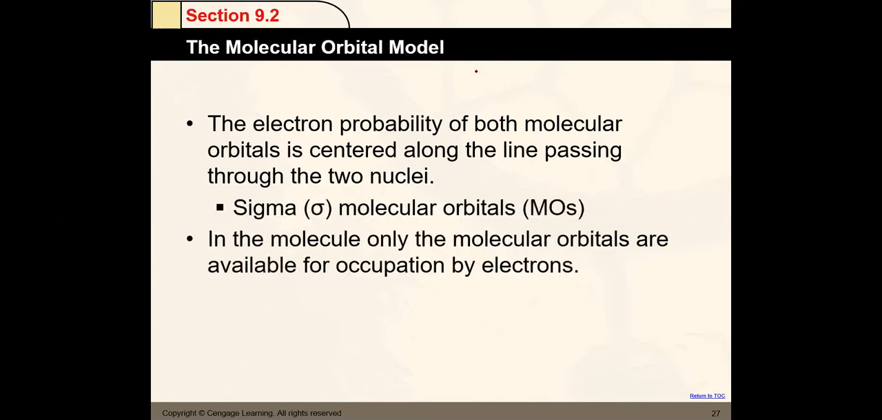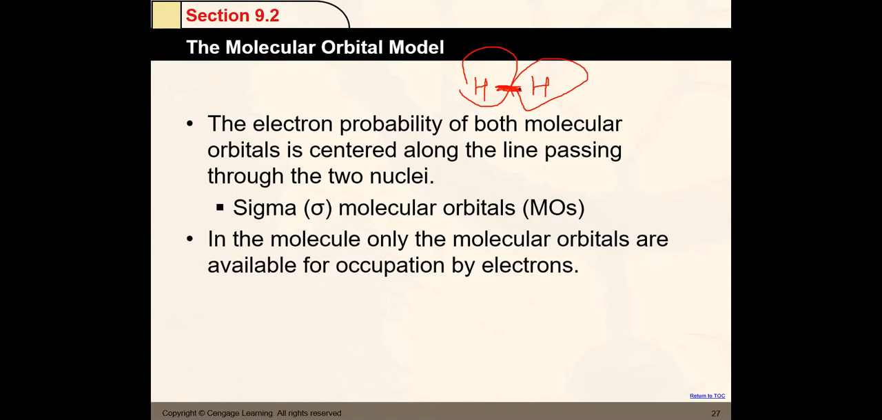let's say you have here hydrogen and hydrogen. What is that dash representing? Well, that dash really represents the overlap of the two orbitals. In this case, you have two s orbitals, and that overlap represents that the electrons are moving between the two elements. Okay, so in the molecule, only the molecular orbitals are available for occupation by electrons.